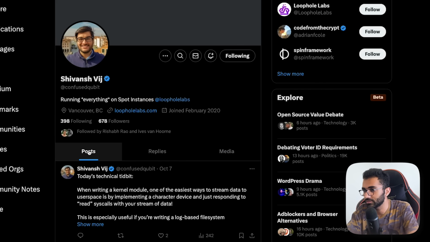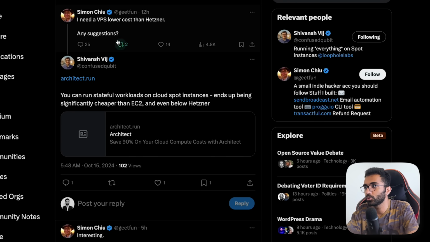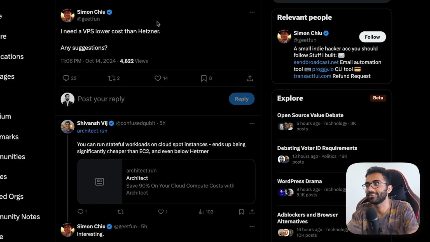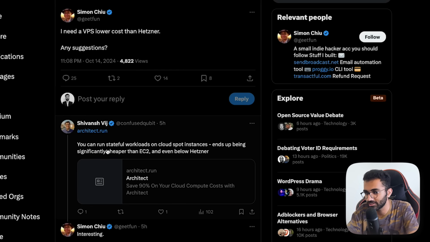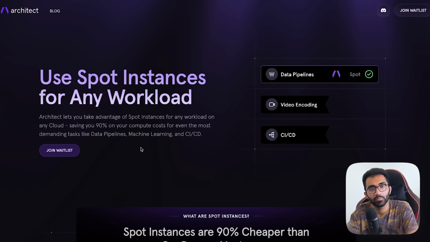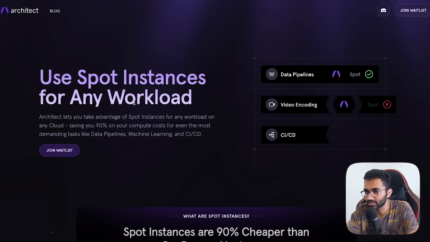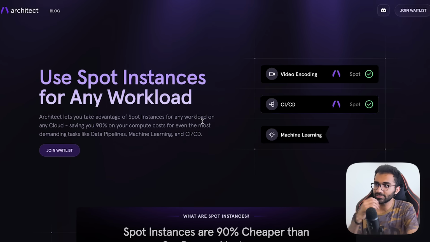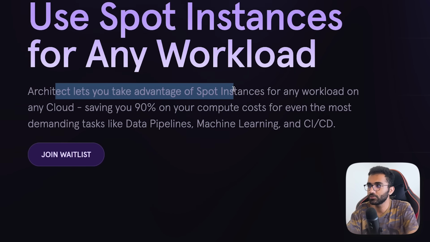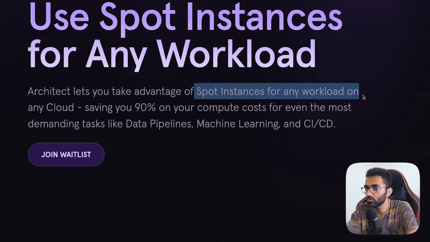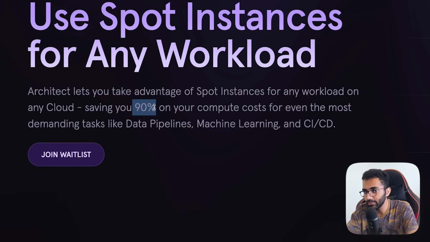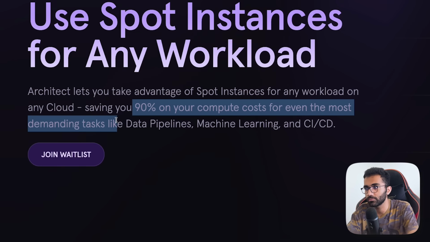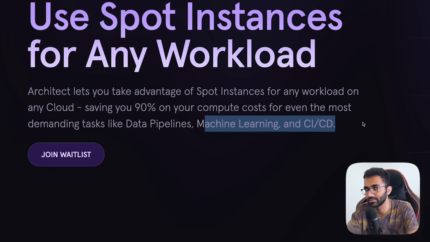But I came across one of the tweets which he made, right? Somebody posted, I need a VPS lower cost than Hetzner, any suggestions? And then he mentioned architect.run, which got me curious because I knew the guy, I knew the discussion we had a few months back. And this is the website which says, use spot instances for any workload. Architect lets you take advantage of spot instances for any workload on any cloud, saving you 90% of the compute cost for even the most demanding tasks like data pipelines, machine learning, and CI/CD, right?